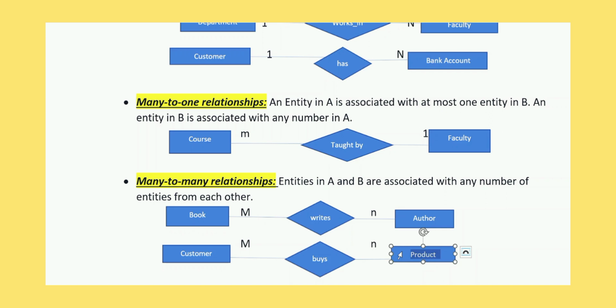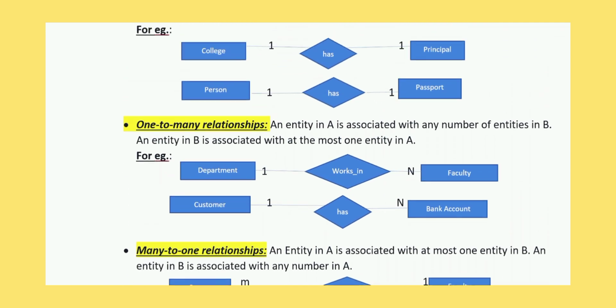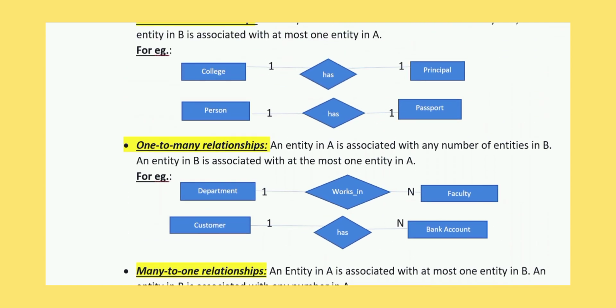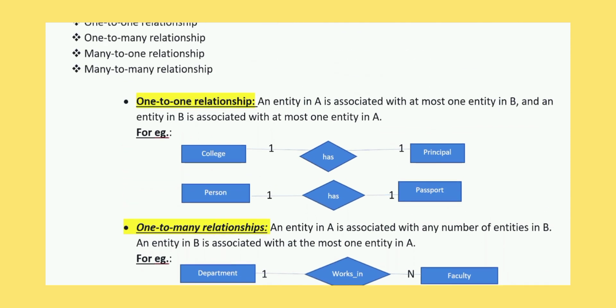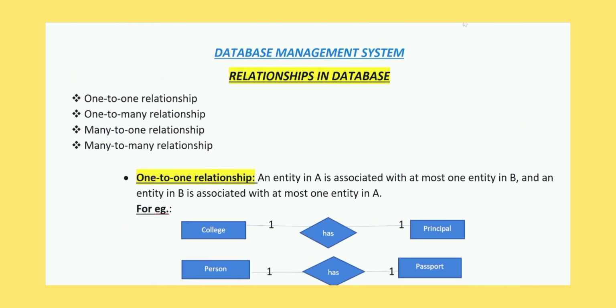Fine. So this is all about relationships in database. This is a very important topic. Fine. And I have tried here to explain all the types with the help of definitions, diagrams, suitable examples and notations properly. I hope you have understood the concept of relationships in database.